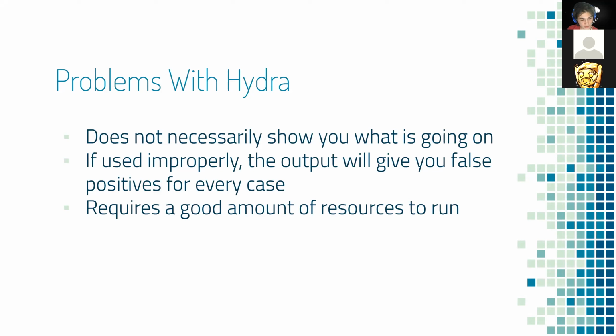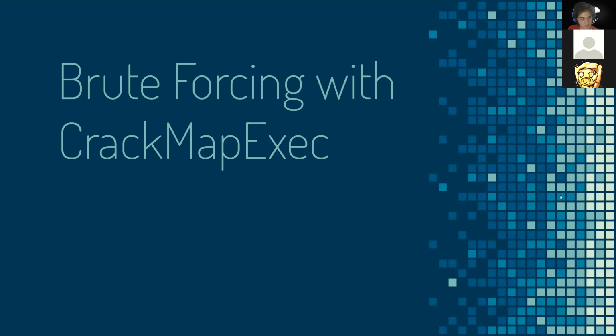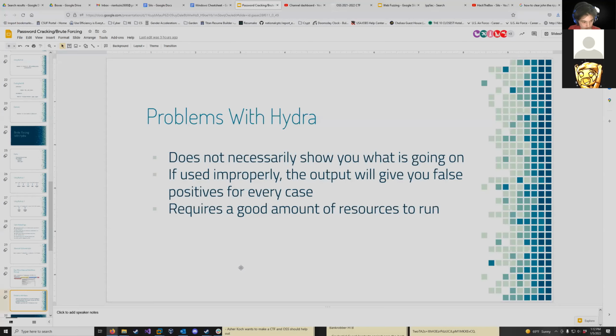All right, these are the problems I mentioned earlier. It does not necessarily show you what's going on. If used improperly, it can give you false positives, and it requires a good amount of resources to actually run. And in the case of false positives, that's where I said it's tripping over itself and giving you those false positives. That's why you need -t. Okay, let's do a quick example.